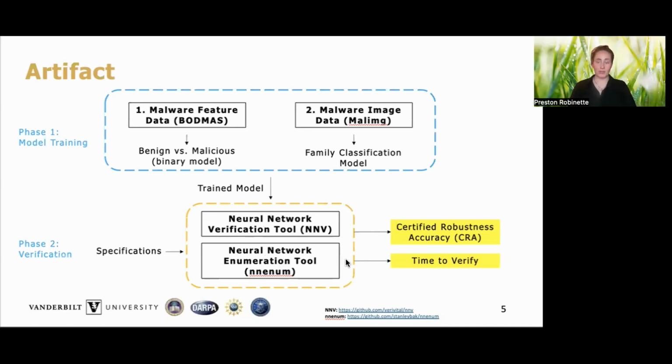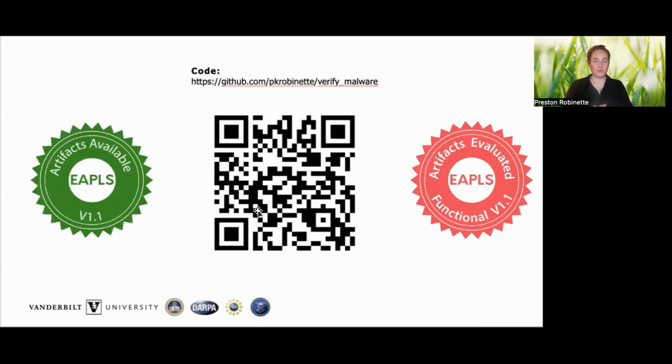From these tools, we gather certified robustness accuracy as well as time to verify metrics. And CRA is telling us how robust a trained model is towards a specific specification. So as a result of this artifact, we received the available badge as well as the functional badge. So let's go ahead and start looking at the code.